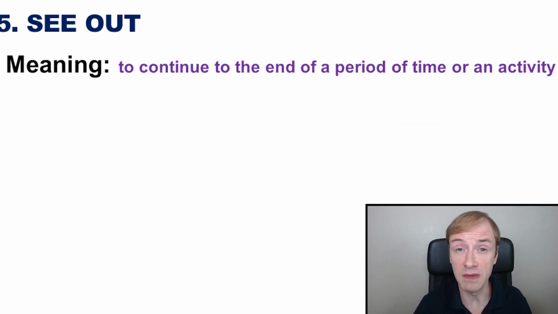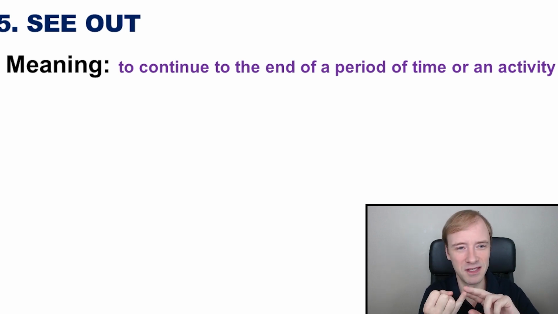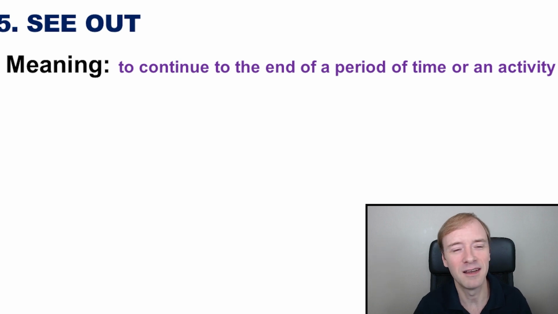Okay, we have another meaning of see out, and it's different. This is another reason why phrasal verbs are difficult, because we have see out meaning 1 and see out meaning 2, and there's probably other meanings of see out. I'm not going to talk about all the other meanings today, but let's look at this one.